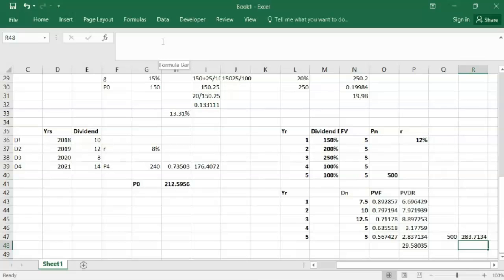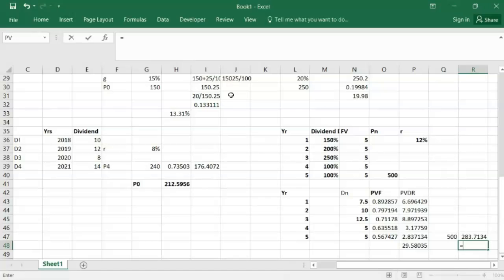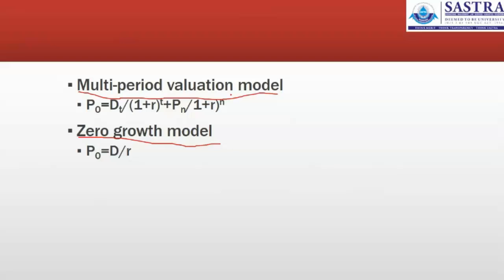It comes 283.71. So this value is going to be added. The P5 is added to the D5. It means we have calculated the present value. So this is the intrinsic value of such securities which are available in the market, which is being evaluated in the market. The B0 is equal to 313.29 rupees. Okay. So this is the multi-period valuation model.